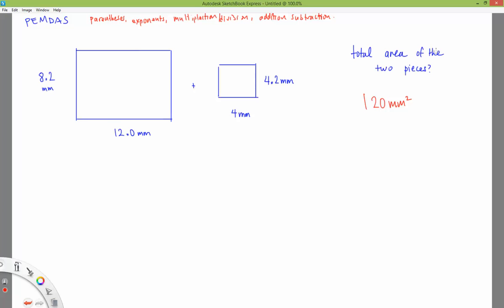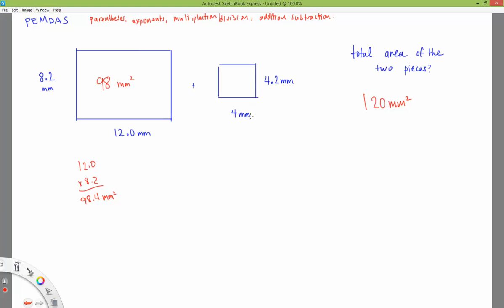Do we get that? Maybe? Okay, let's break this down. What is the area of this first piece? You do 12.0 times 8.2, you get 98.4 square millimeters. But we have to report down to two significant digits because we're doing multiplication. So we get 98 square millimeters.